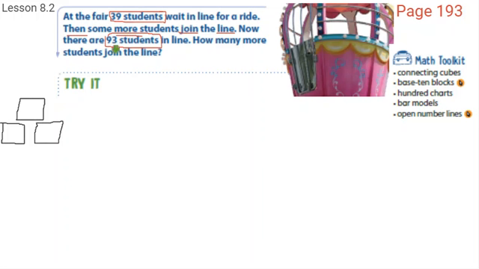I have a whole of 93. That's what I have total right now. And I know that in the beginning there were 39. We're trying to find what this number is here. If I write this out as an equation, I can say 39 plus a number is equal to 93.